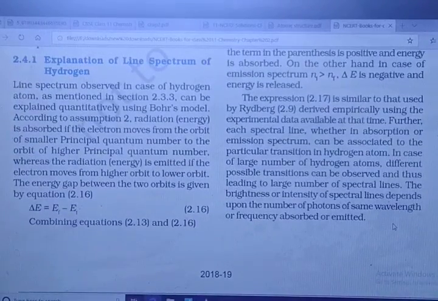As I have already told you about the transitions of the hydrogen atom: as it absorbs energy, it will jump from a lower energy level to a higher energy level, meaning transitions of electrons in the hydrogen atom, and as it emits energy, it will come back from the higher energy level to the lower energy level. So the brightness or intensity of the spectral lines depends upon the number of photons of the same wavelength or frequency either absorbed or emitted.